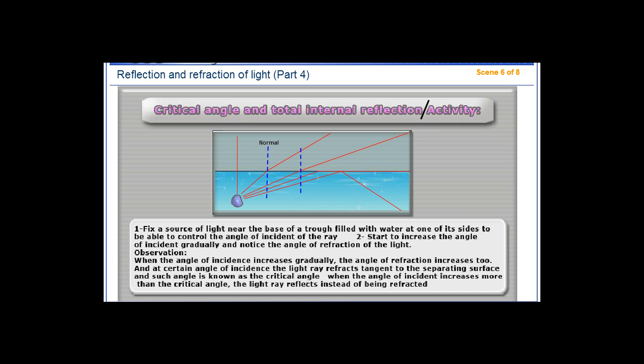Observation. When the angle of incidence increases gradually, the angle of refraction increases too. And at a certain angle of incidence, the light ray refracts tangent to the separating surface, and such angle is known as the critical angle. When the angle of incidence increases more than the critical angle, the light ray reflects instead of being refracted.